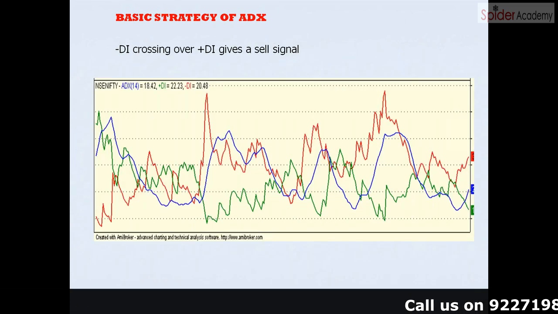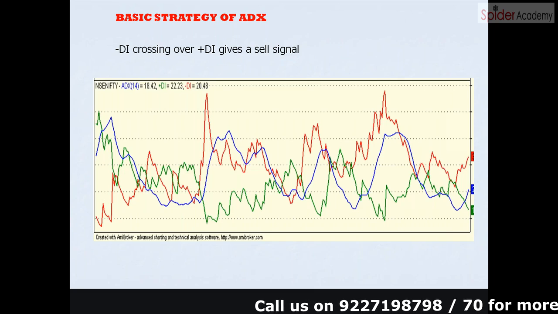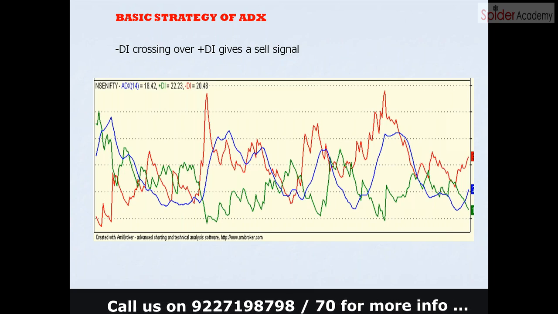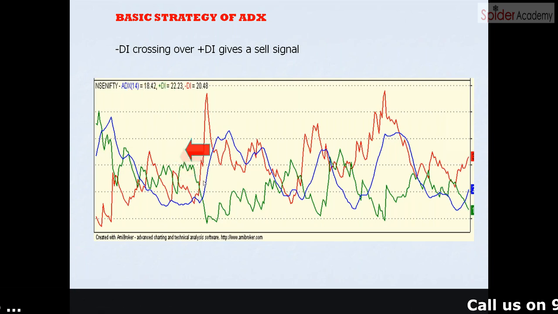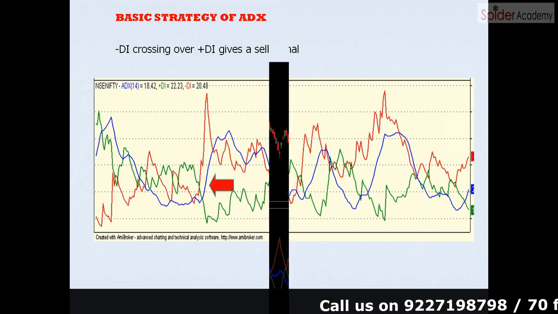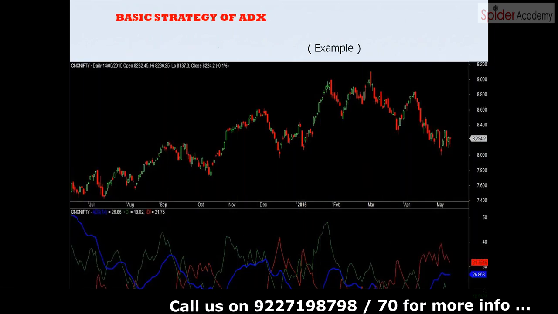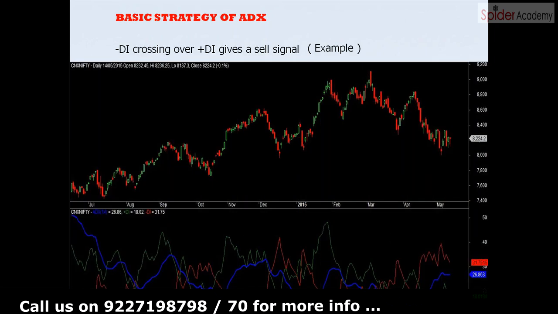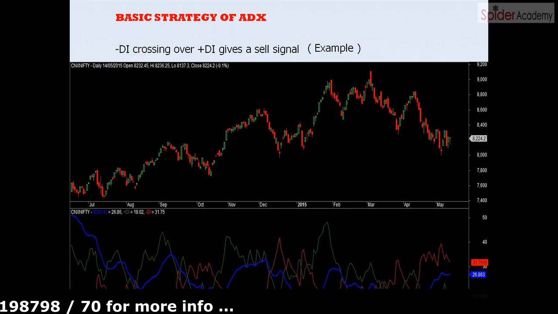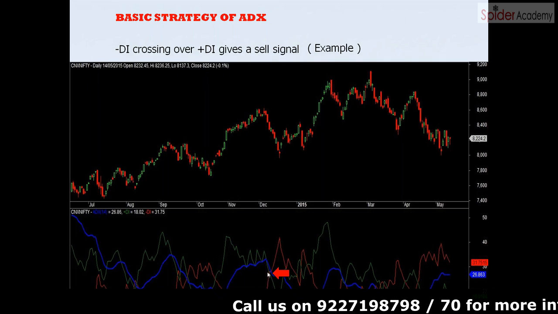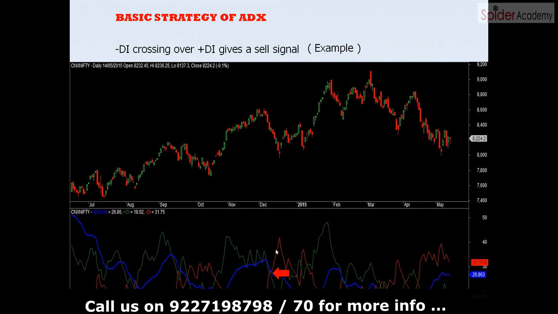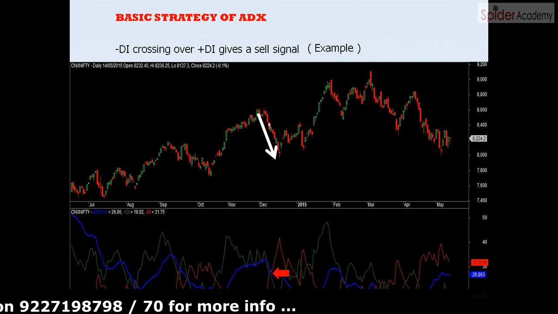Now coming to the basic strategy of ADX giving a sell signal. Negative DMI crossing positive DI gives a sell signal. You can see red crossing the green, it will be giving a sell signal. This is the same chart of Nifty. So we have to find out where negative DI is crossing positive DI. The red DI is crossing the green DI from below. What happens to the price? A smooth down move.